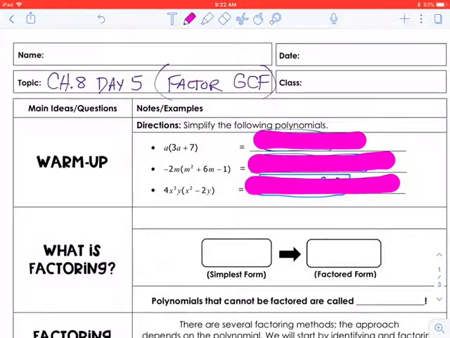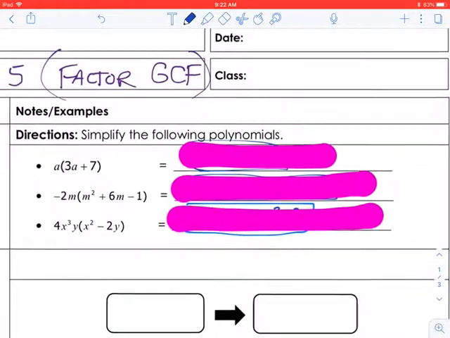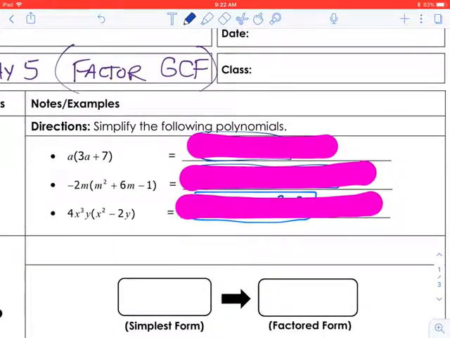So the first thing is, factoring is basically this backwards. So what we're going to do as a warm-up is these three problems. So if you need to pause the screen, go ahead and do so now and try those. And let's see what we got for these.